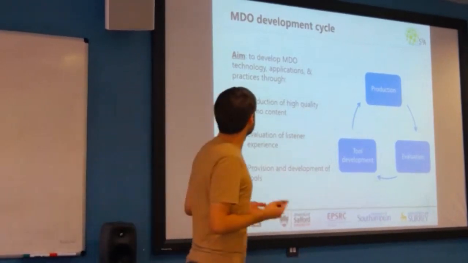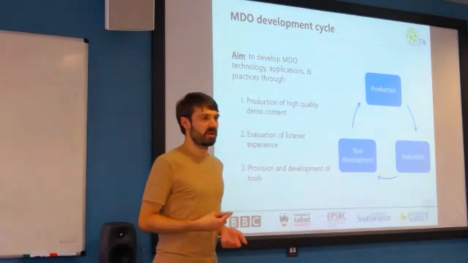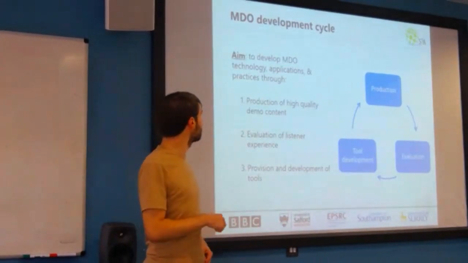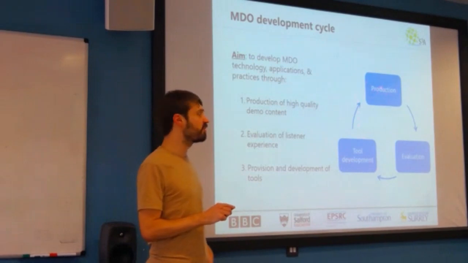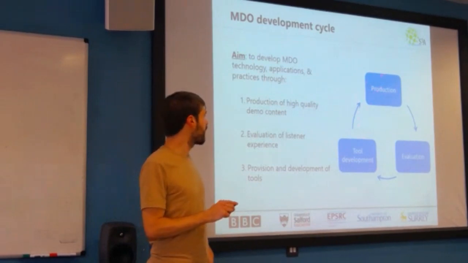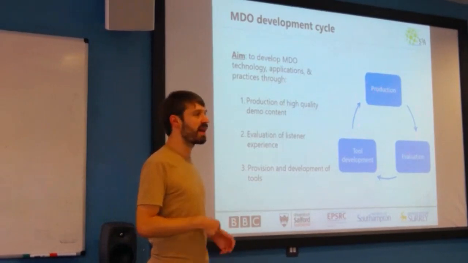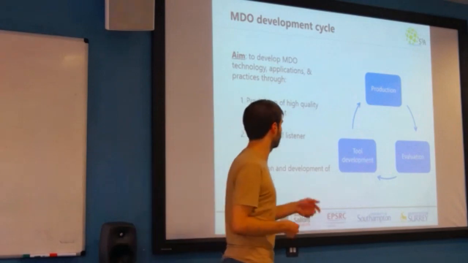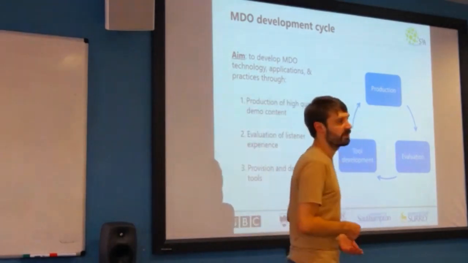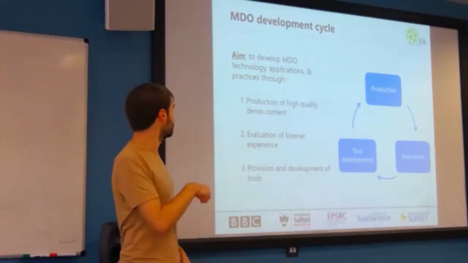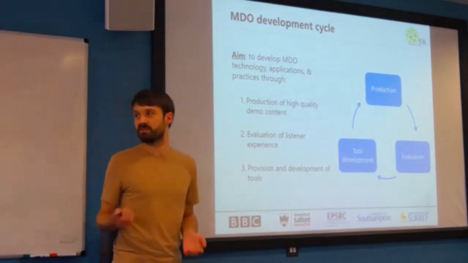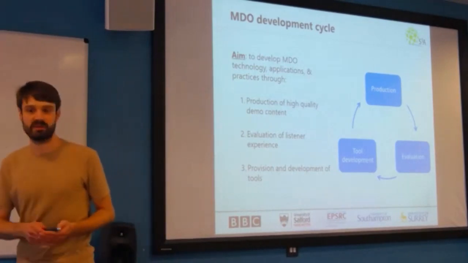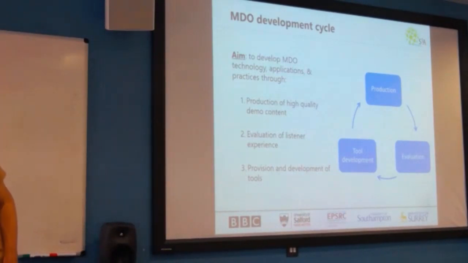The whole development cycle of what we've been doing over the past 12 months or so has been based around this cycle of the production of new content. That content can be used to evaluate the system, and that evaluation can feed into the development of tools, and the tools can be used for production. We're going to touch on each of these areas, and then give you a demonstration of some of the technology and the final content.